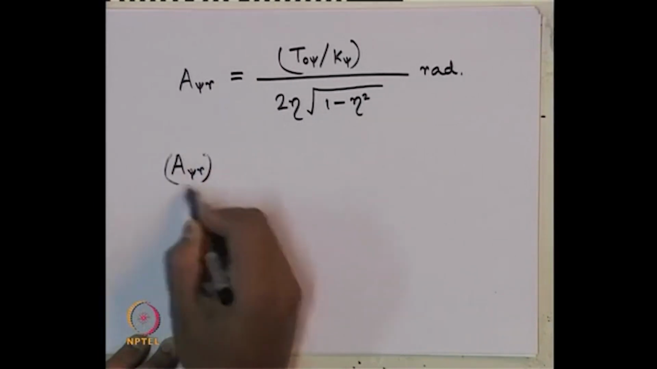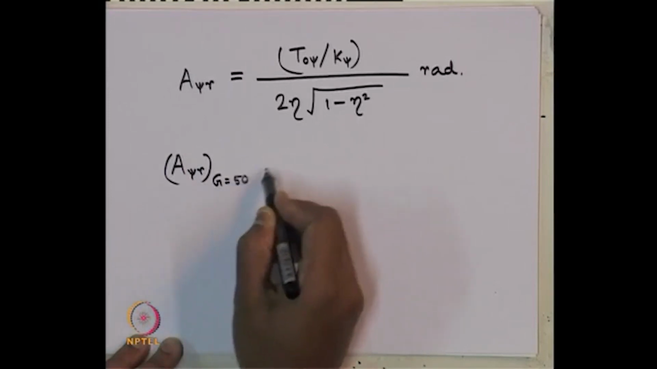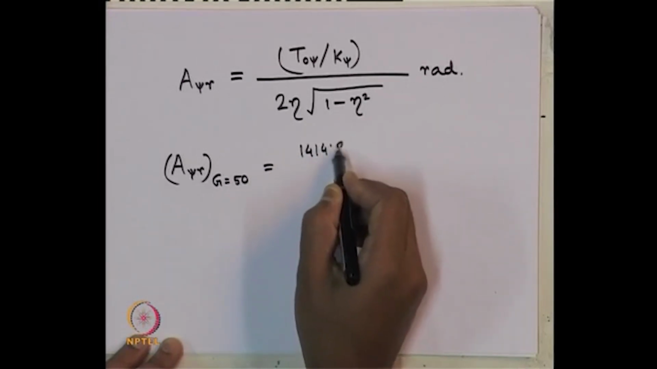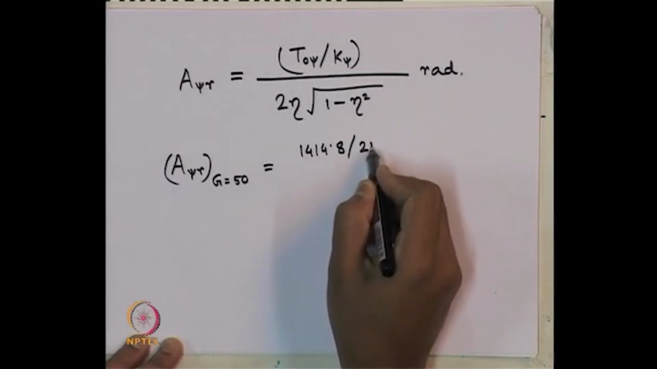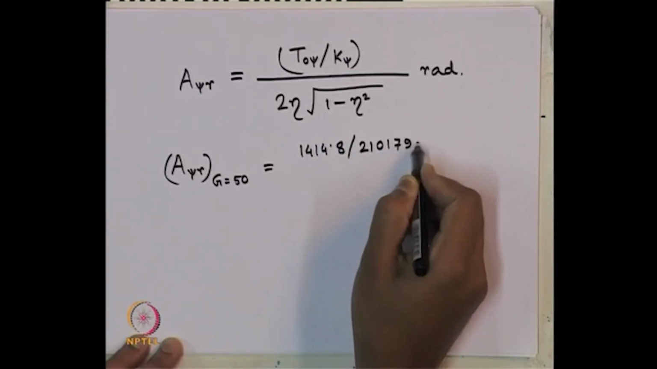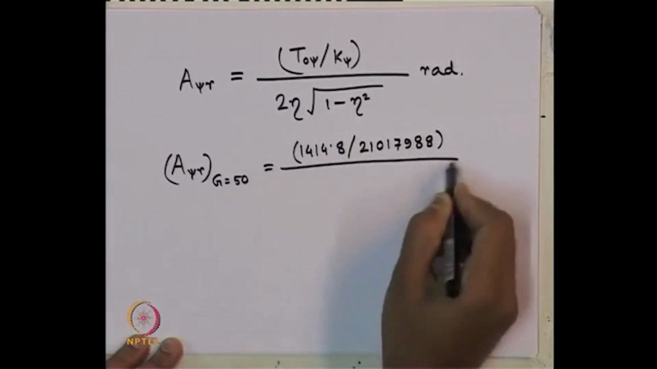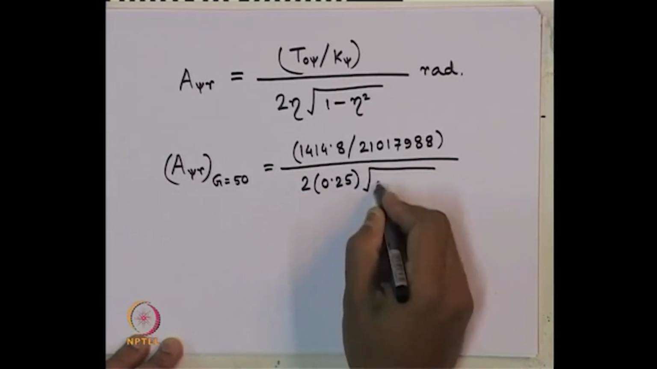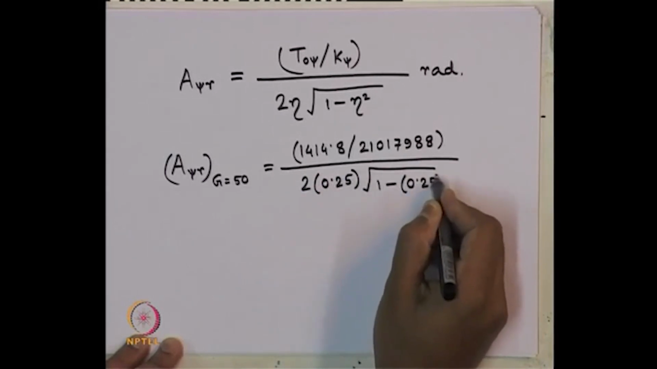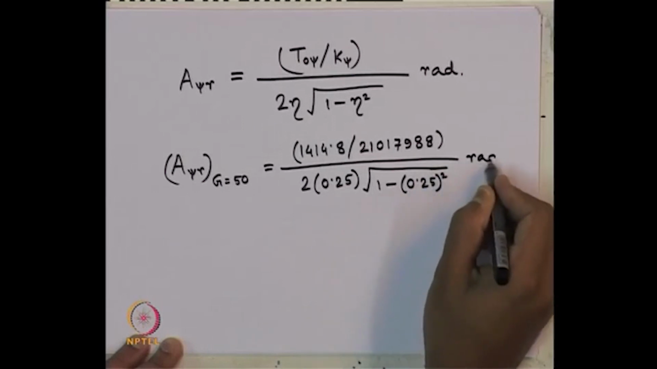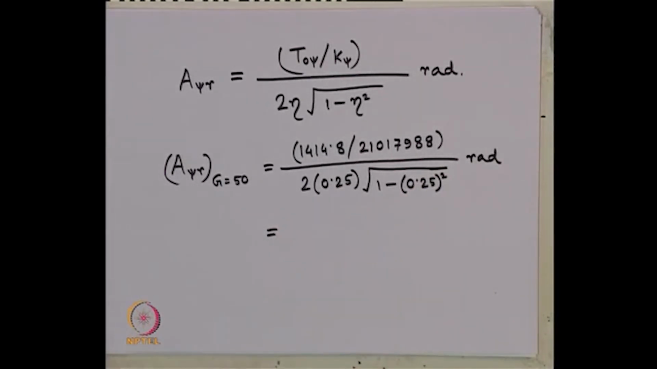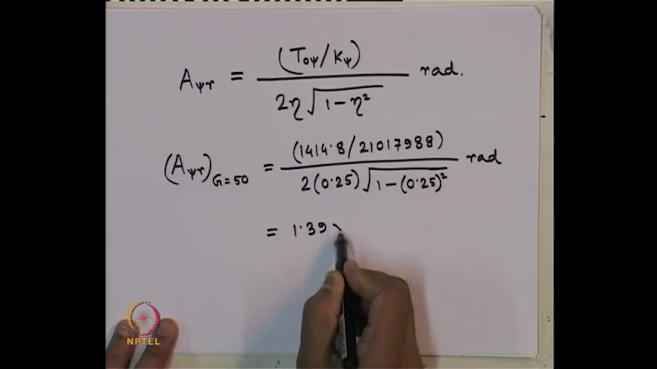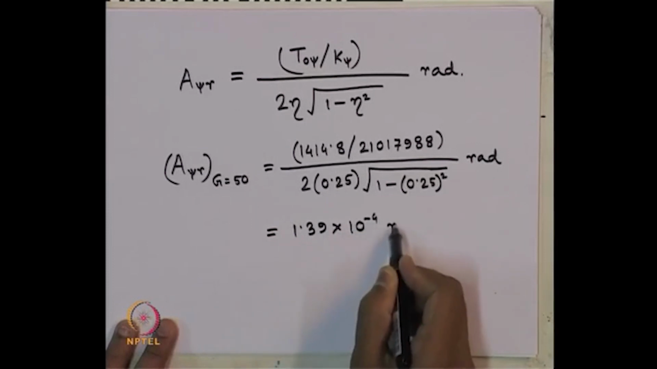A psi R for 3 different types of soil. For G equals to 50 kg per centimeter square, it will be 1414.8 by 21017988 divided by 2 into eta is 0.25 root over 1 minus 0.25 whole square. So much of radian. If we calculate this, how much are we getting? 1.39 into 10 to the power minus 4 radian.